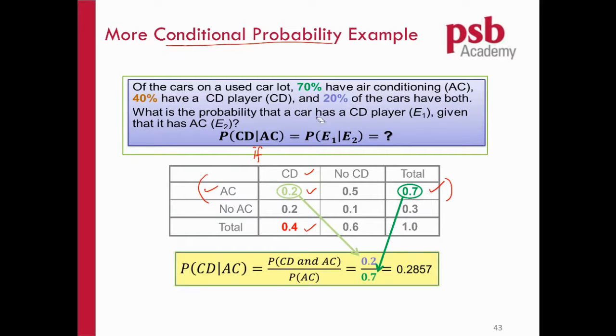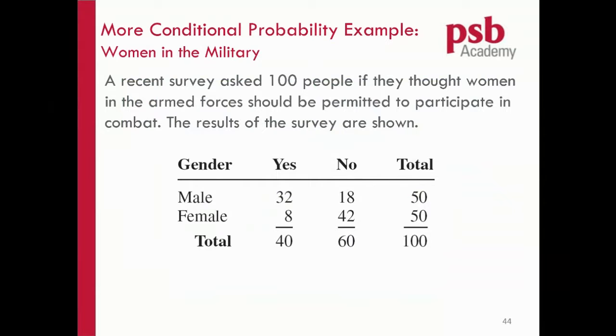What is the probability that a car has a CD player, given that it has an aircon? Remember, the condition always comes after "if." And we call that conditional, and the base will change. The base will not be the total, the base will be according to the condition. So let's have a look at this.